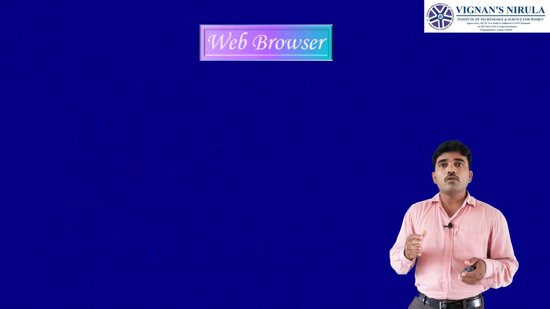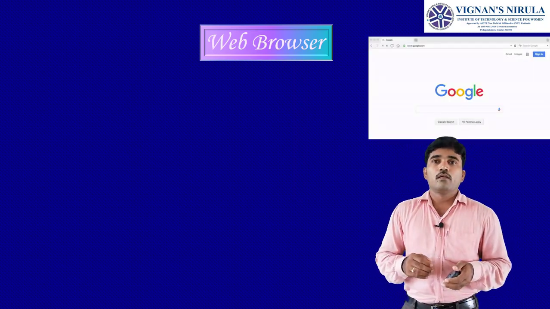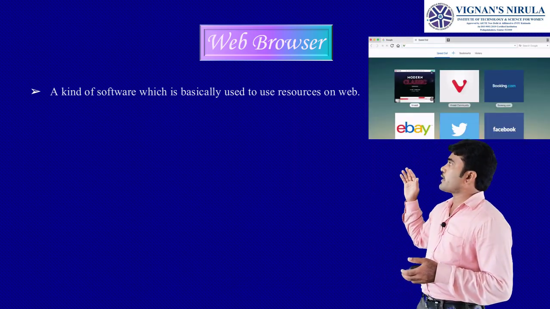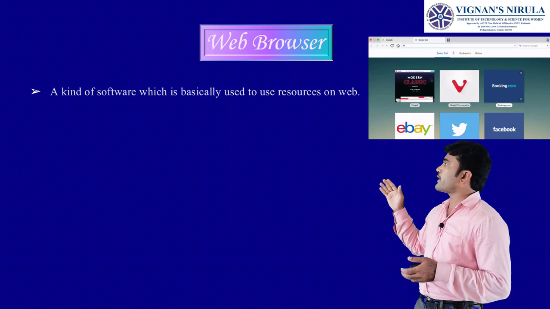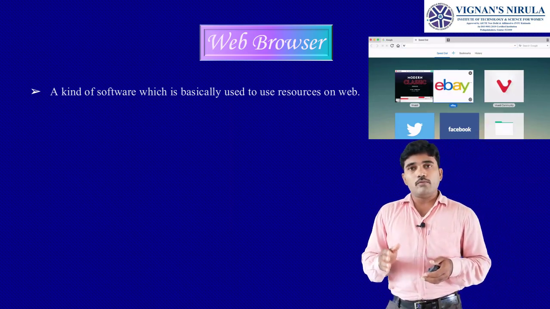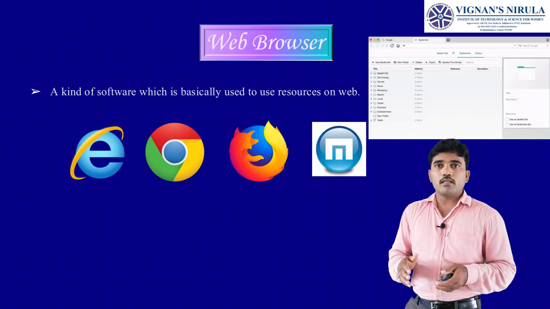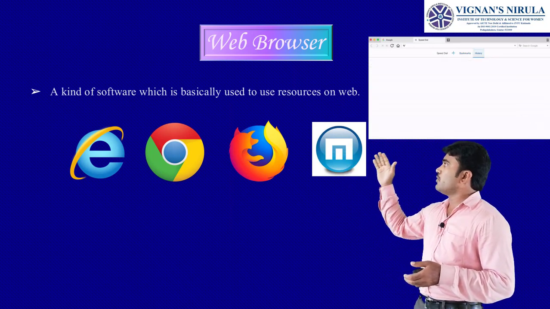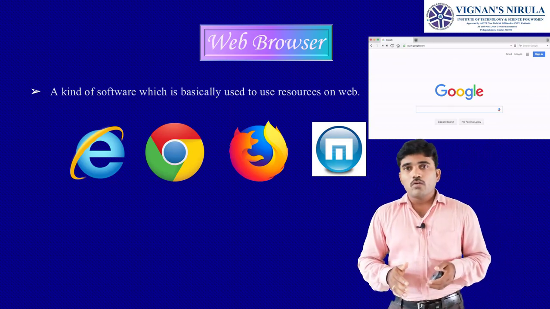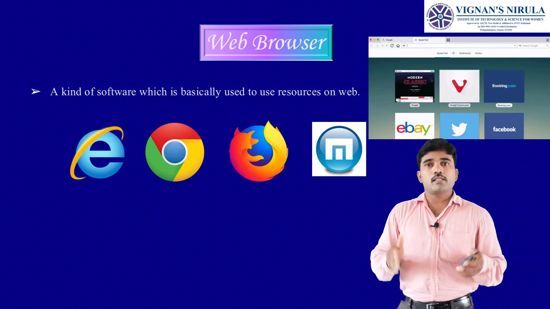Now we are going to see what a web browser is. A web browser is a kind of software which is used to access resources over the web. Generally, different types of web browsers exist, like Internet Explorer, Google Chrome, Mozilla Firefox, and the last one is Maxthon Cloud Browser, which nowadays you are using to write your online examinations.